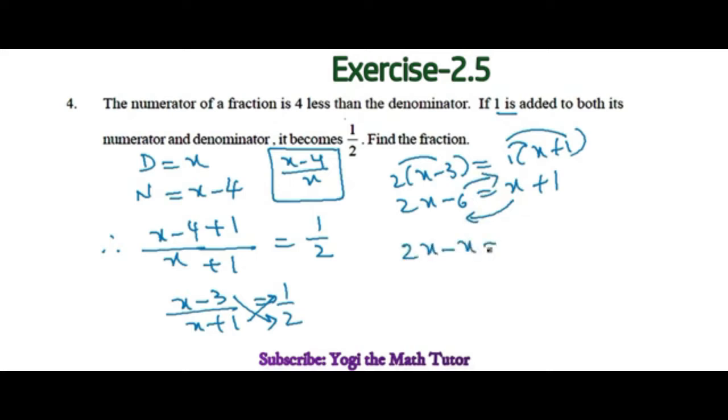So 2x minus x is equal to 1 plus 6. Minus 6 will come to the right side and become plus 6. Then 2x minus x, we have 1x, which is equal to 7. So we got x is equal to 7.